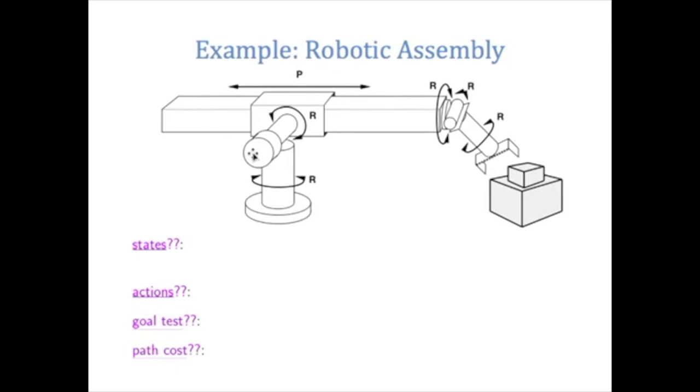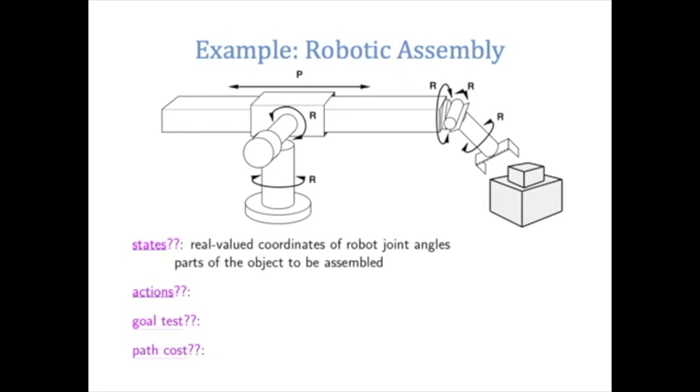Here's another example, less susceptible to being characterized in terms of integer or propositional values, and that would be robotic assembly. The idea is we have a robotic arm, and it can move on various axes. The arm can go backwards and forwards, the hand can rotate, and so forth. So what kinds of states would we have here? Well, instead of integer valued states, we're going to have real valued coordinates of the robot joint angles and the parts of the objects to be assembled.